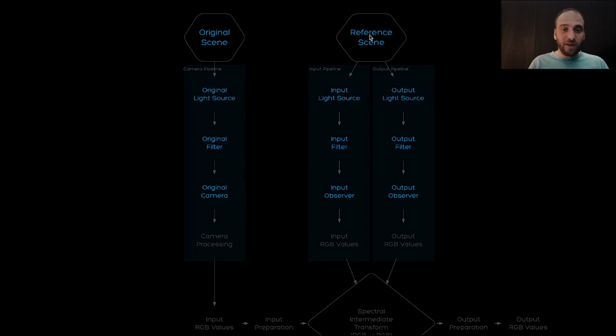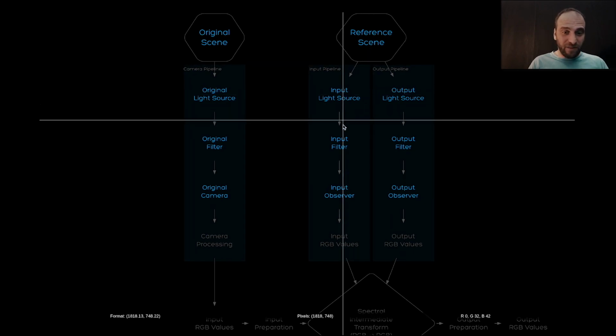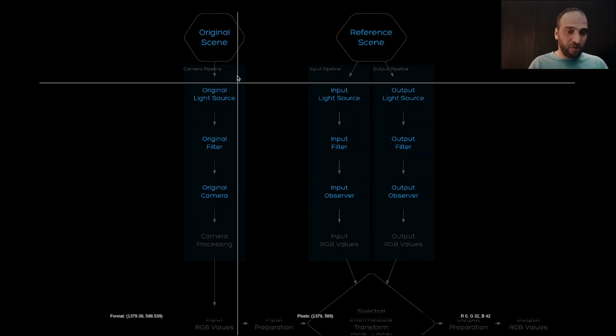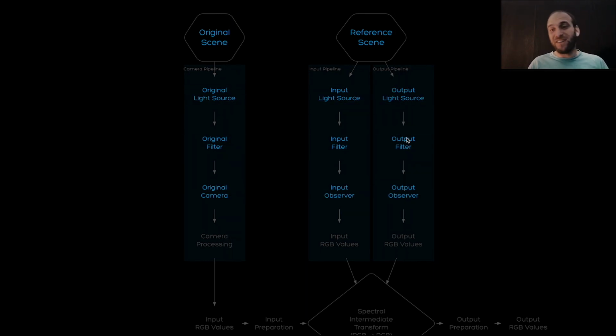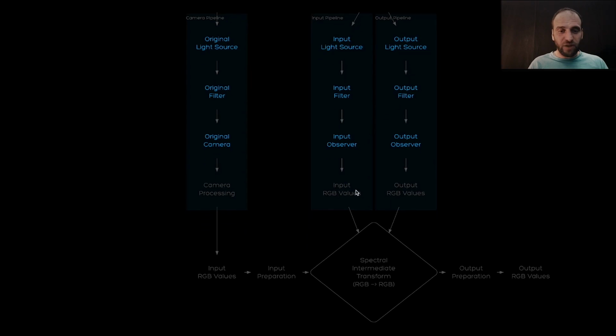Now we take our reference scene, and now on that side should match as close as possible the original state. And that pipeline, our desired output. We generate again RGB outputs here, and these form the spectral intermediate transform that we apply to the input data, and then we get our output data.